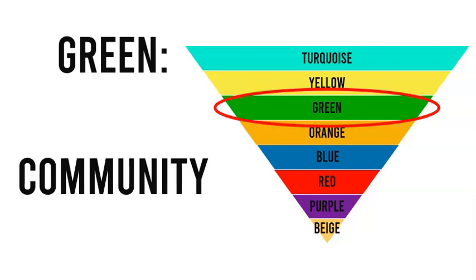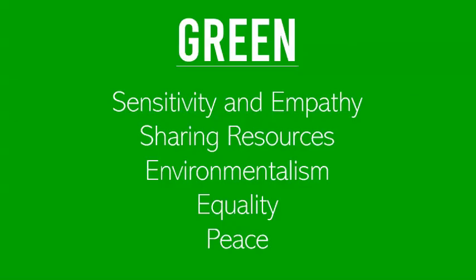Green is the stage that focuses on community, so it kind of bands back together again, and there's going to be a lot more sensitivity, more empathy towards others. People are going to start wanting to share resources. There's more environmentalism. People are all about equality and trying to achieve peace. You might have noticed that there's a lot of green happening. There's a movement of this happening. Right now, people are becoming more and more like this. I think it's been this way for a while. But again, there's still a lot of people in the red and the blue and the orange stages. It's scattered around, not everybody's evolving at the same speed.